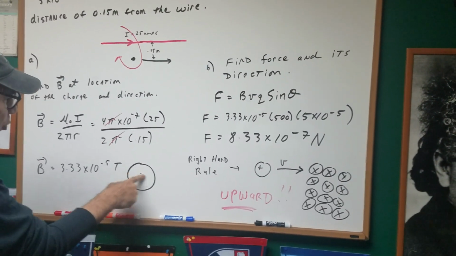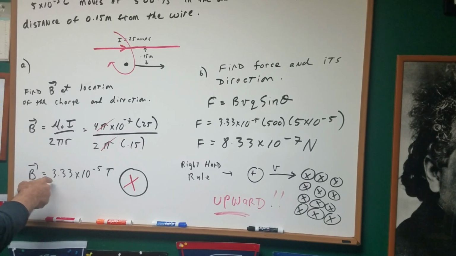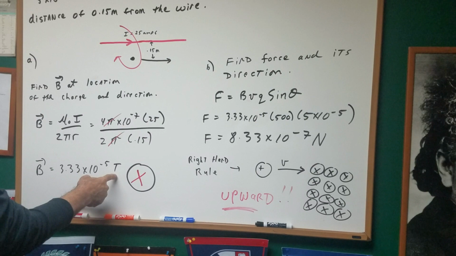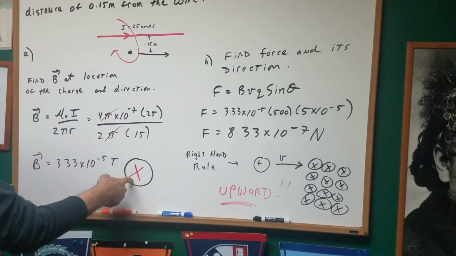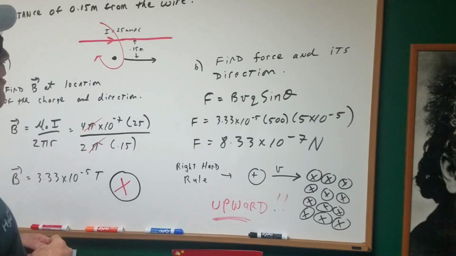Out of the page would just be a circle. Into the page is a circle with an X. So you're going to have to write two answers for this: 3.33 times 10 to the minus 5 Teslas, into the page. Part B, find the force and its direction on this particle.